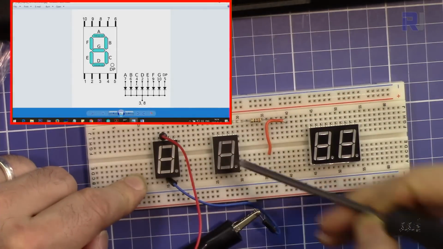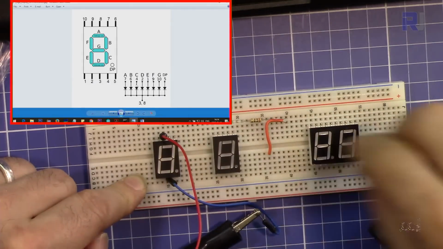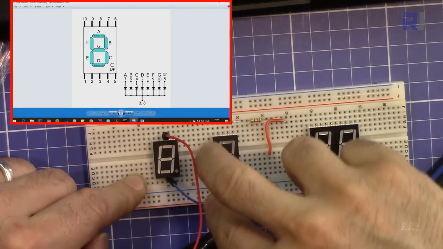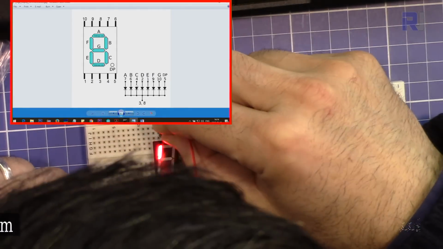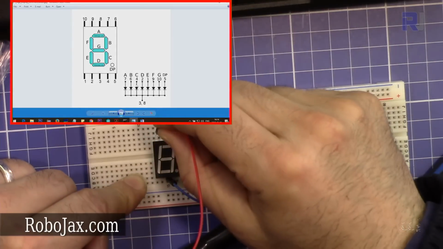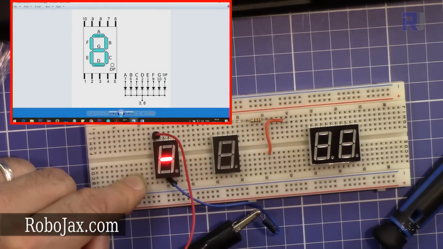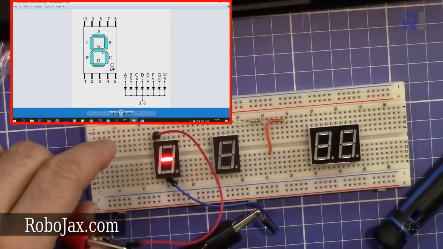So 2 pins on this side and 2 pins on that side, or the actual pins. So the middle one is common. And so forth. The last one is here, which is the G. So you can see G is number 10. So this is the middle one.